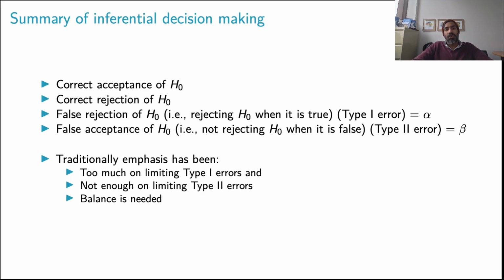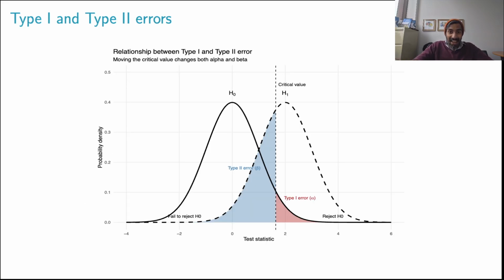Traditionally, the emphasis has been too much on limiting type 1 errors. People have really tried to focus on, well, we don't want to detect effects that aren't really there. And not enough on limiting type 2 errors, and there's a balance that's needed. I hope this is the diagram that sticks in your mind for a long time, because it shows beautifully the relationship between alpha levels and type 2 error beta levels, and also what power is. So if you can remember this diagram, you'll know all these concepts.